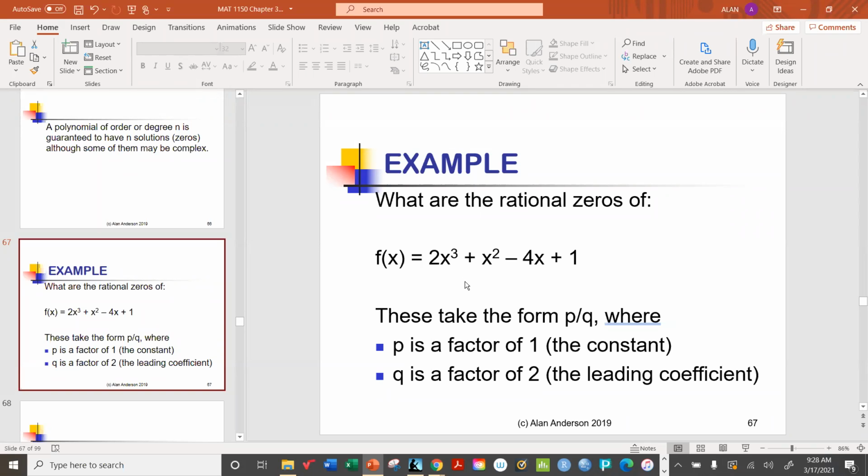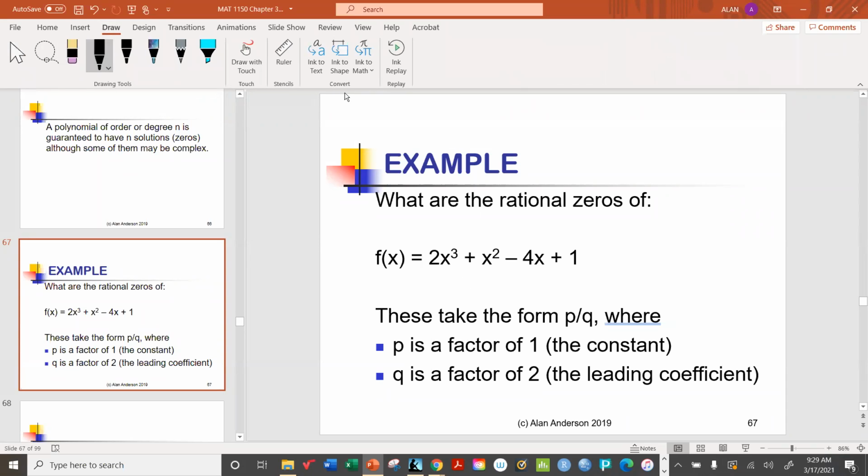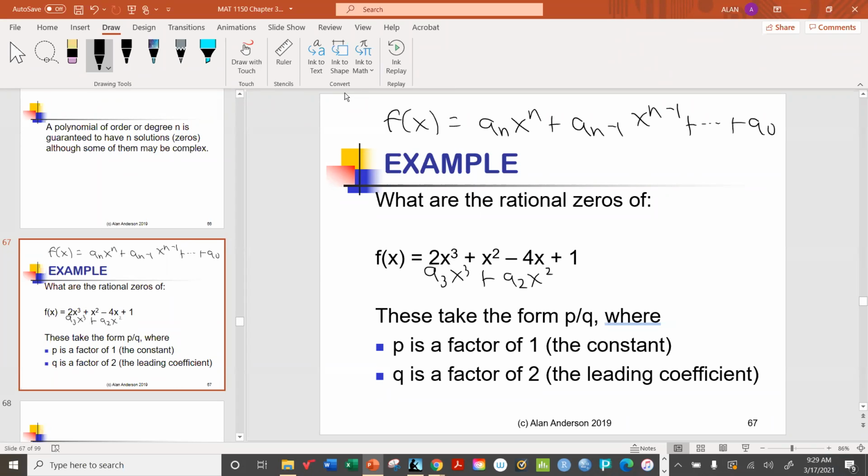This is A0. Now, remember, the way that we wrote this earlier is that f of x is a_n x to the n, and so on. This is actually what we're going to call A3, A2. So what we're focused on is the 2 and the 1, okay? Because this is the leading coefficient.